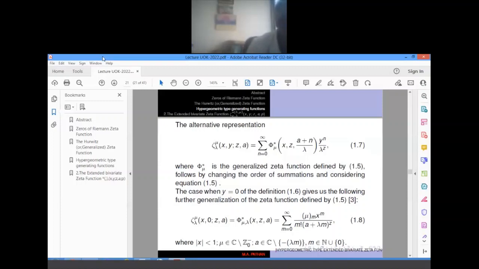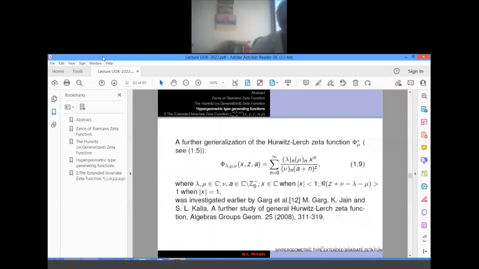Here this phi mu star is the generalized zeta function defined by 1.5, followed by changing the order of summation and touching equation 1.5. Now in the case y equal to 0, this is simply given by the Lerch function, that is phi mu lambda star x z a. It is a generalization of the zeta function defined by 1.5.